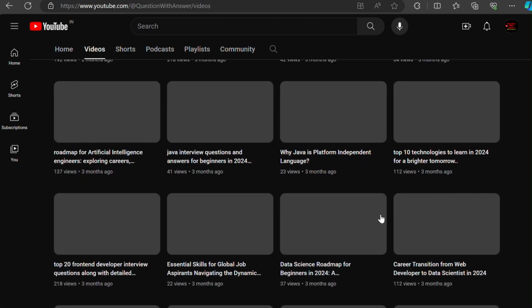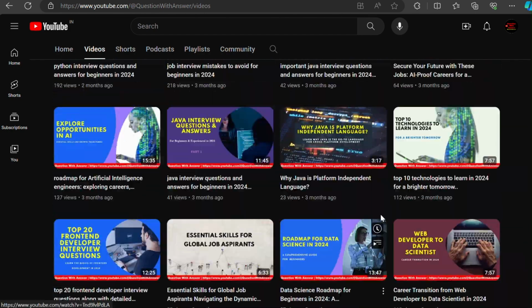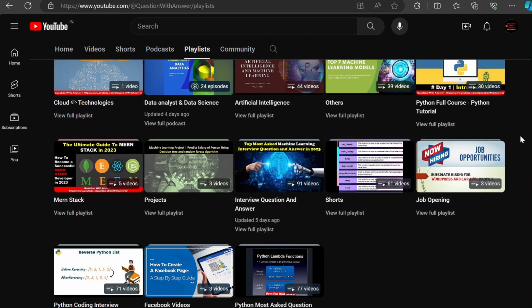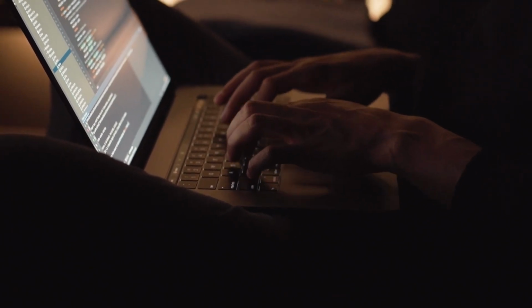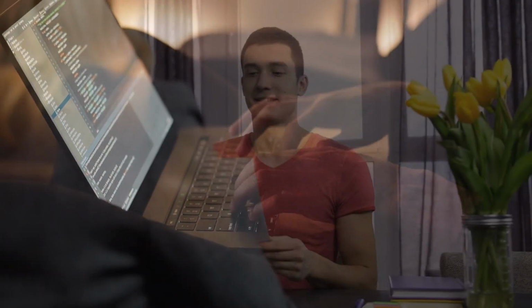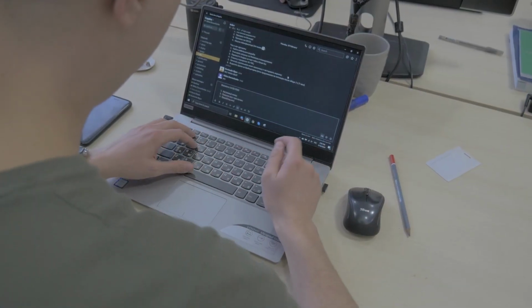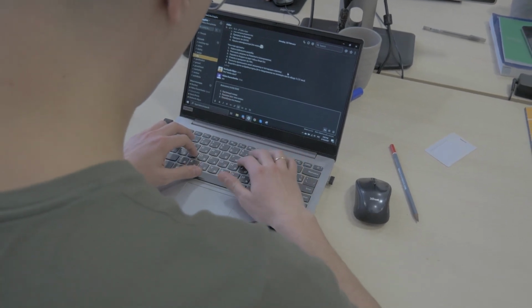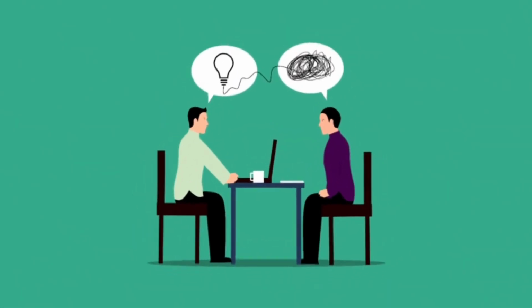Today, we're diving into the most crucial HTML interview questions and answers for 2024. Whether you're preparing for an HTML interview or looking to brush up on your HTML knowledge, having a solid grasp of key concepts is crucial. Here are the most important HTML interview questions and detailed answers for 2024. Whether you're a beginner or an experienced developer, mastering these questions will help you ace your next HTML interview. So if you are ready, let's get started.